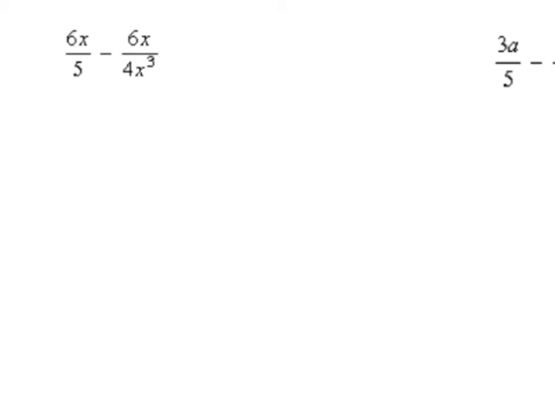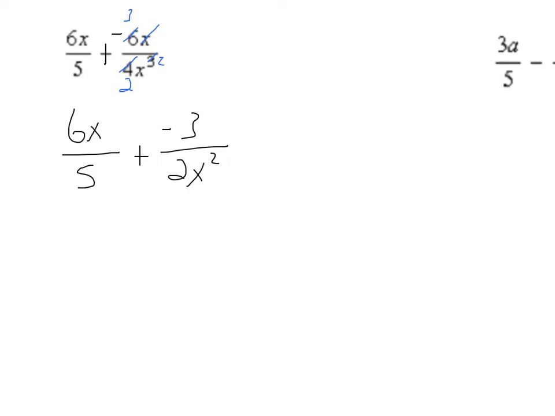Subtracting rational expressions. We have a subtraction sign, so change that to plus and put the negative with the numerator. If we can simplify, let's do that first. And I can only simplify vertically, so I have an x here. I can take away an x there, and I get 2. 2 goes into 4 2 times. 2 goes into 6 3 times. And that leaves us with 6x over 5 plus a negative 3 over 2x squared.